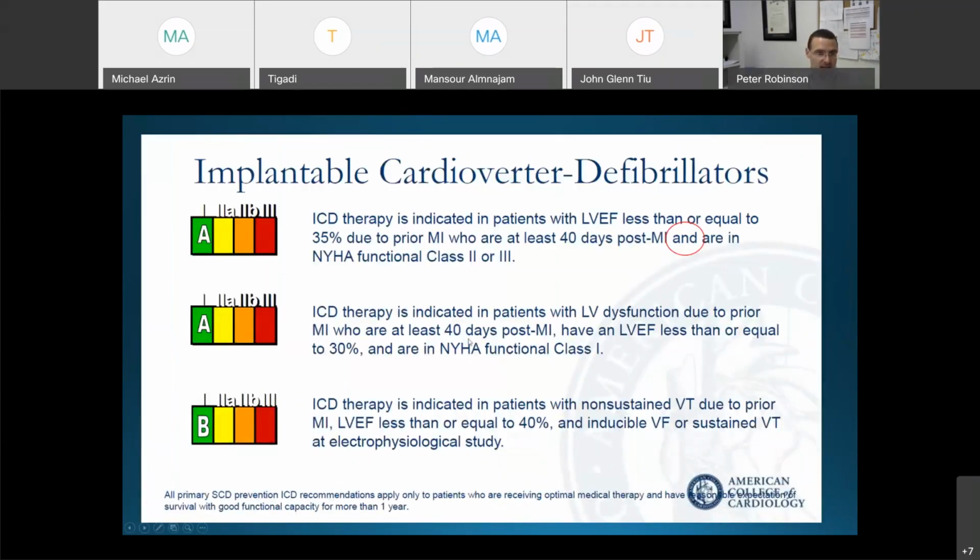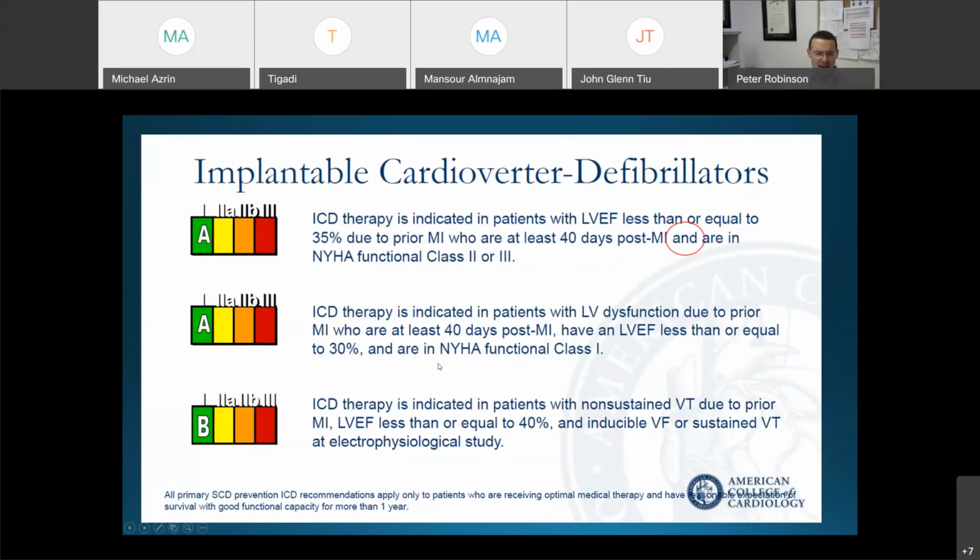So what the guidelines state, it's a 1A after MI if their EF is less than or equal to 35 due to a prior MI, at least 40 days post-MI, and they have some degree of heart failure, class 2 or 3. You're not putting ICDs in class 4 heart failure folks. Also class 1A, LV dysfunction due to a prior MI, at least 40 days post-MI, and their EF is less than 30, but they have no heart failure.